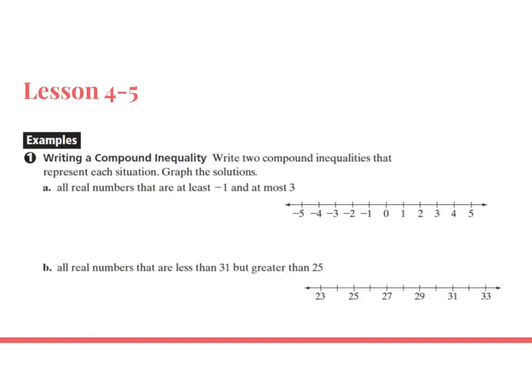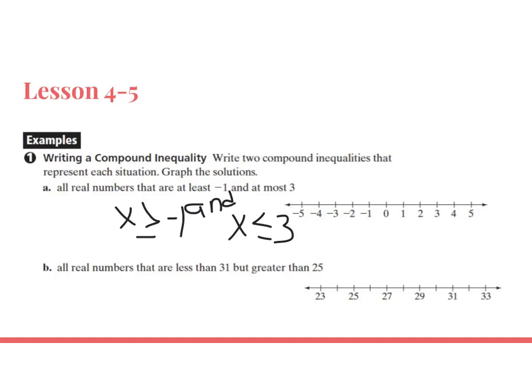So here in our first example, we are looking for all real numbers that are at least -1, but at most 3. So if you think about this, we want x to be greater than or equal to -1, right? And we also want x to be less than or equal to 3. That right there, notice how I use the word and. Okay, we want numbers that are going to fit both situations.